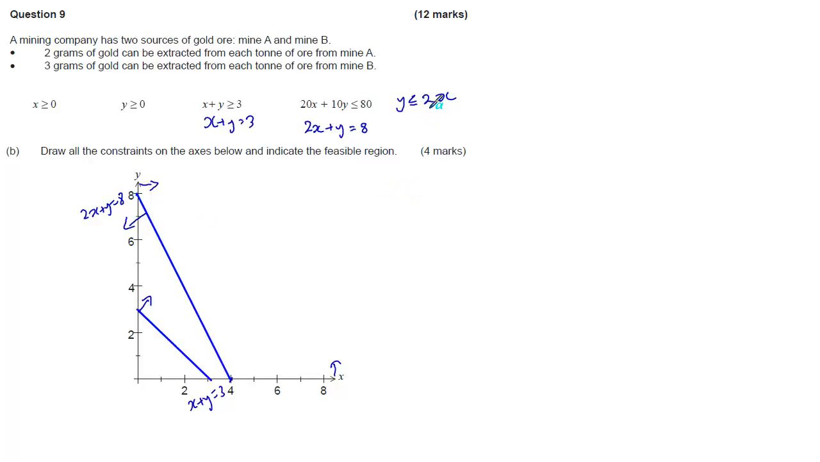And then y equals 2x. So, for example, when x is 4, y would be 8. So that's going to be about here. And so that's y equals 2x. And that's a less than or equal to, so we need to be this side. This is where y is less than 2x. So the region that fits all of those is this region just here.